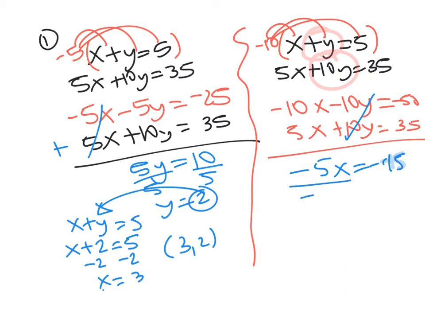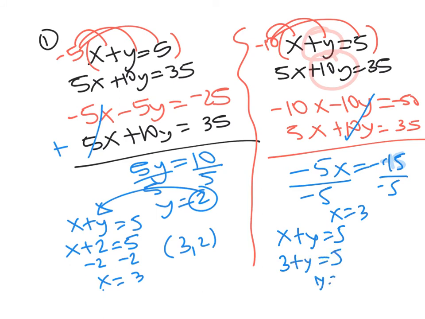I divide by -5, and I get x equals +3. Okay, so I'm going to plug it back into the original equation. So the x plus y equals 5. So it's going to say 3 plus y equals 5, y equals 2. So no matter what, as you can see, we're going to get the same answer both here and here. It doesn't matter which one you eliminate.